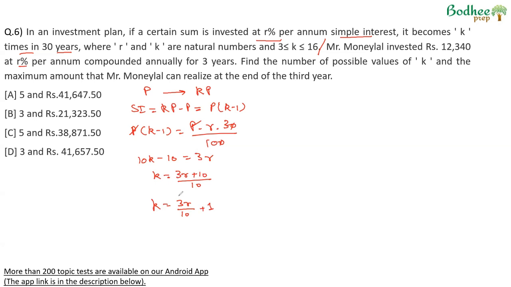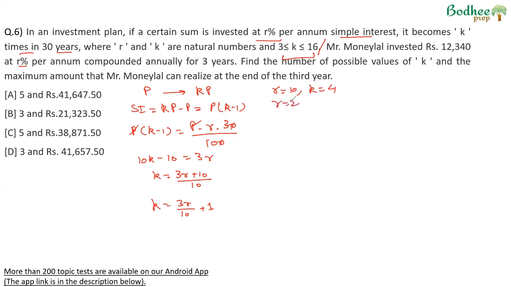Now, since K has to lie between 3 and 16 and has to be a natural number, we start putting values of R for which this will be natural. Clearly, R has to be a multiple of 10 so that 10 cancels out. When R is equal to 10, K will be 3 into 10 upon 10, 3, plus 1, 4. This is a valid solution.